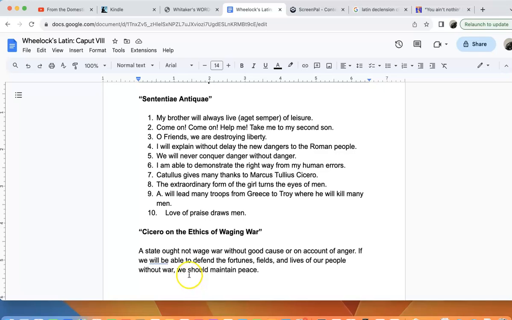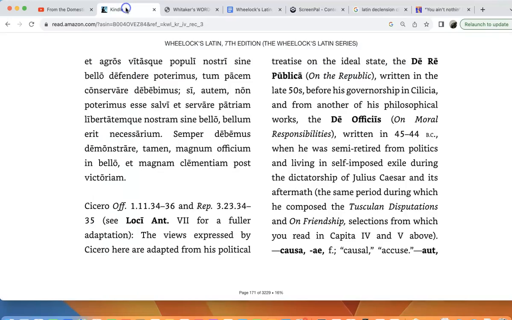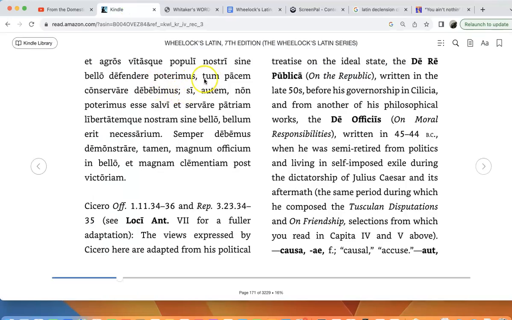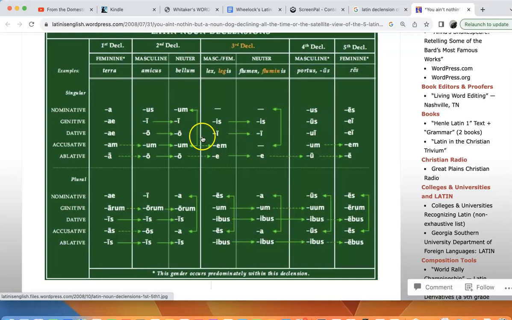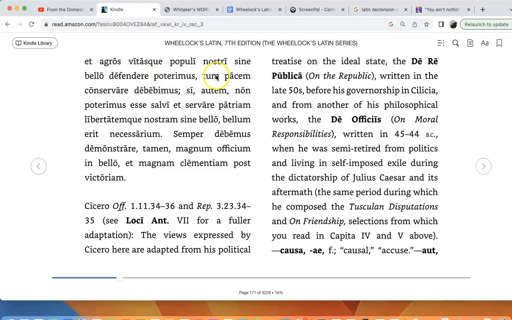Maybe I should be consistent. So then we will maintain peace. So we go back here. So tum means then. We will, or literally we ought to, but in the future tense. So we should maintain. Pacem is third declension accusative singular. And so that is our direct object.